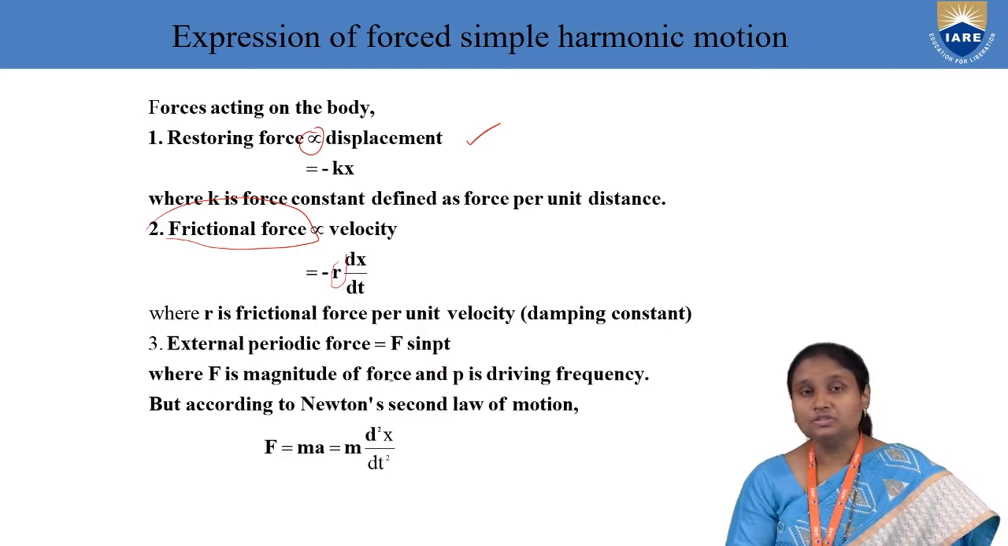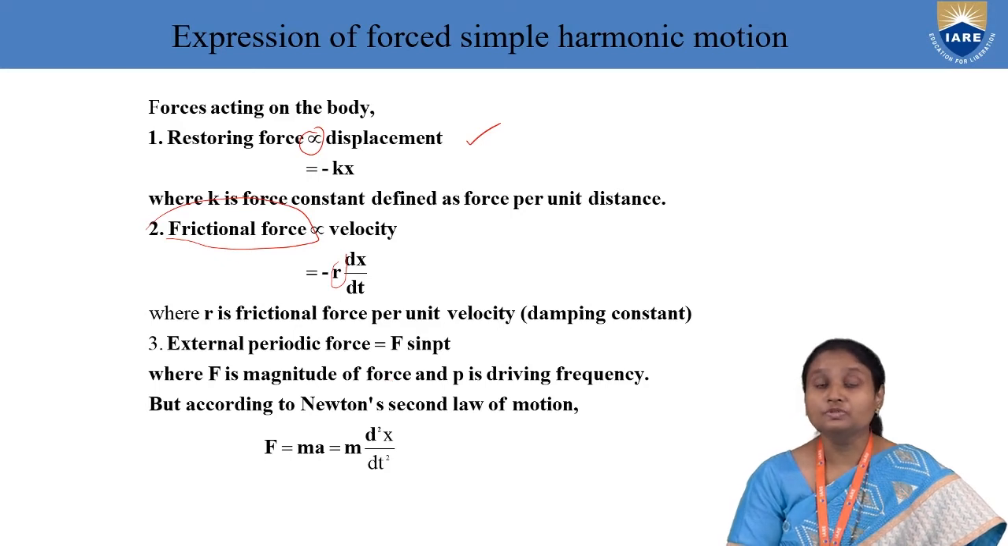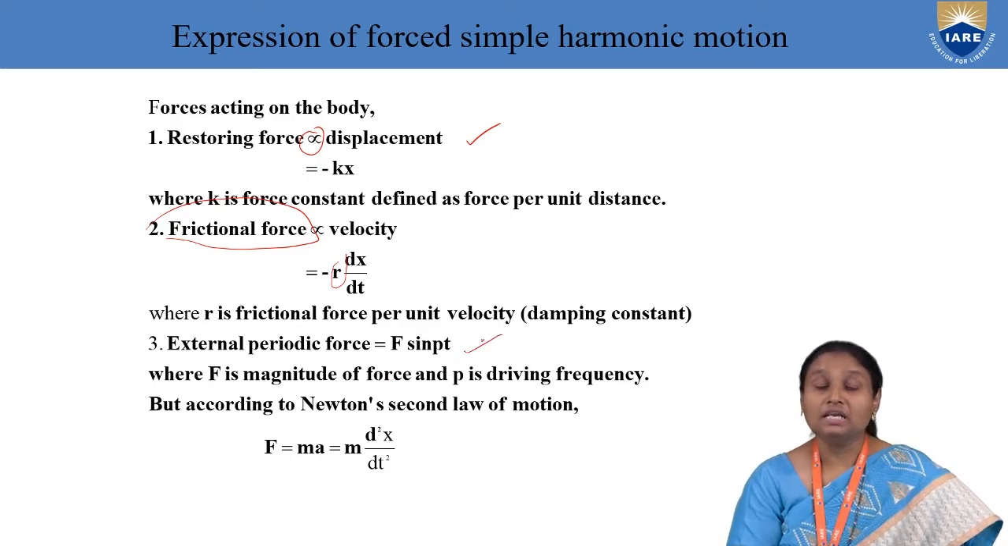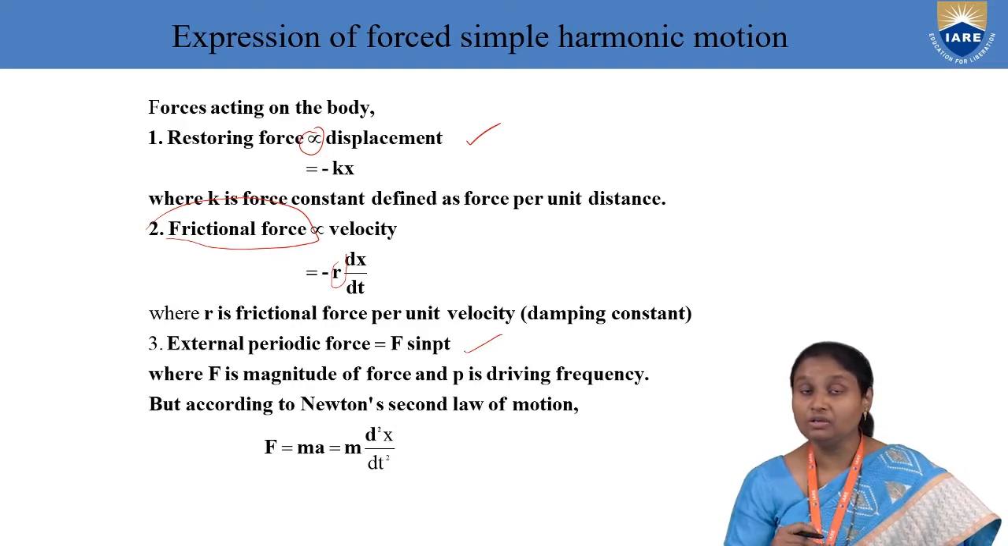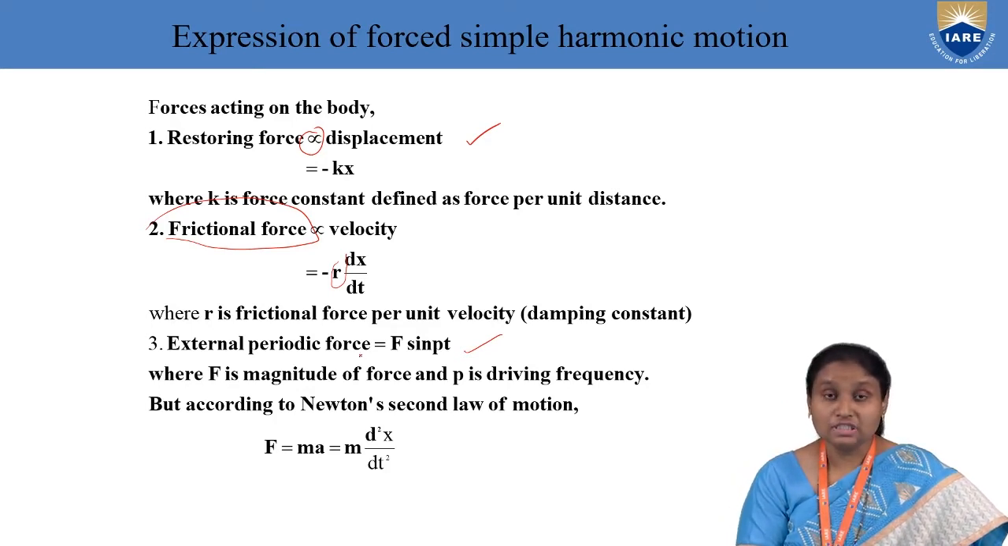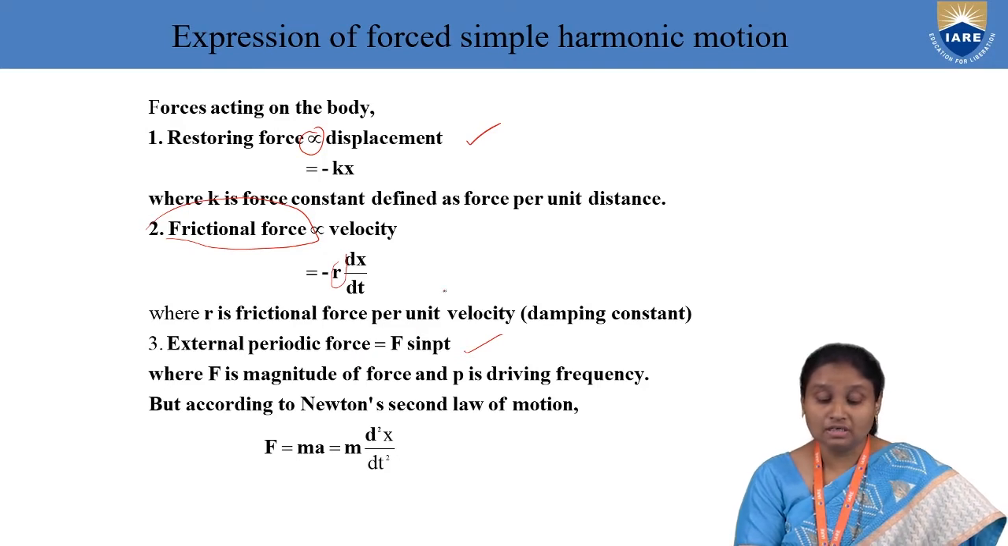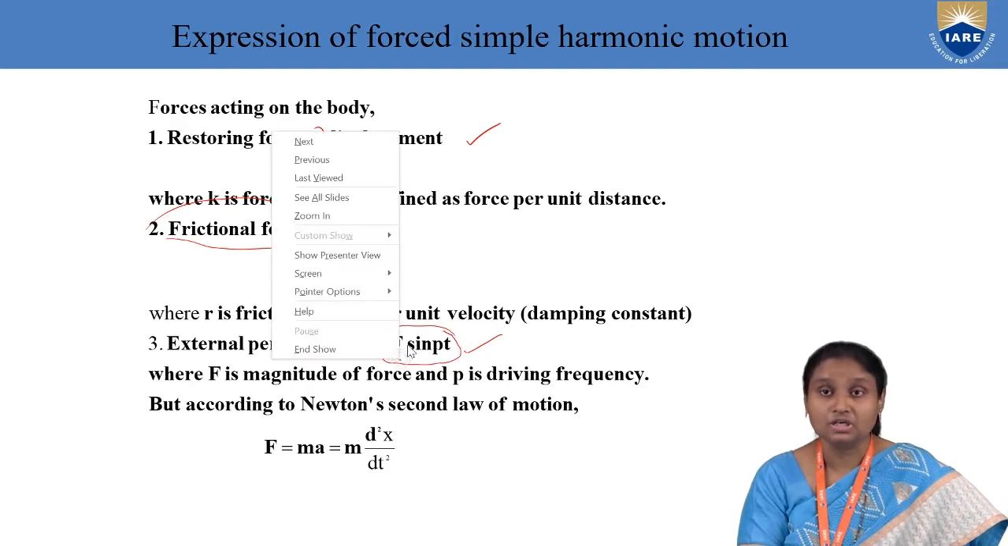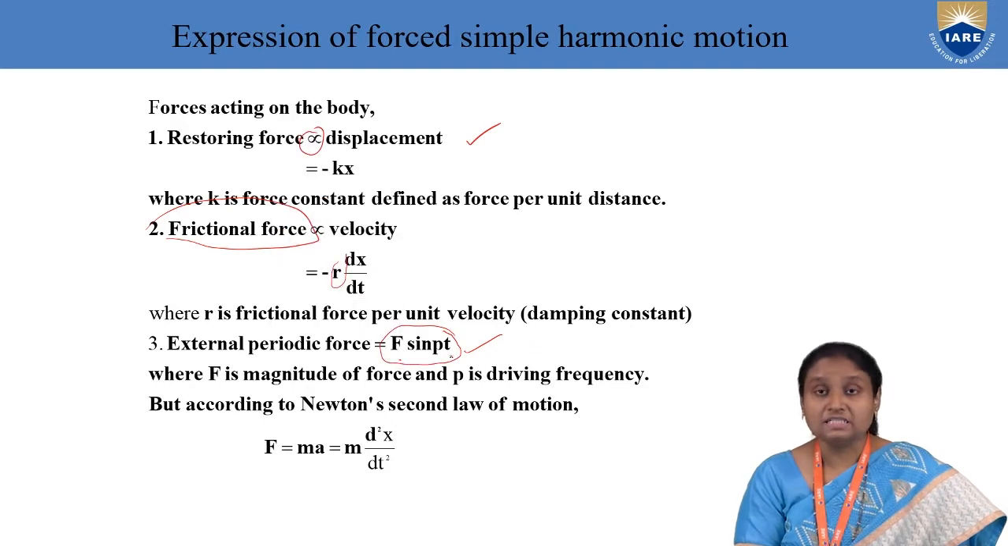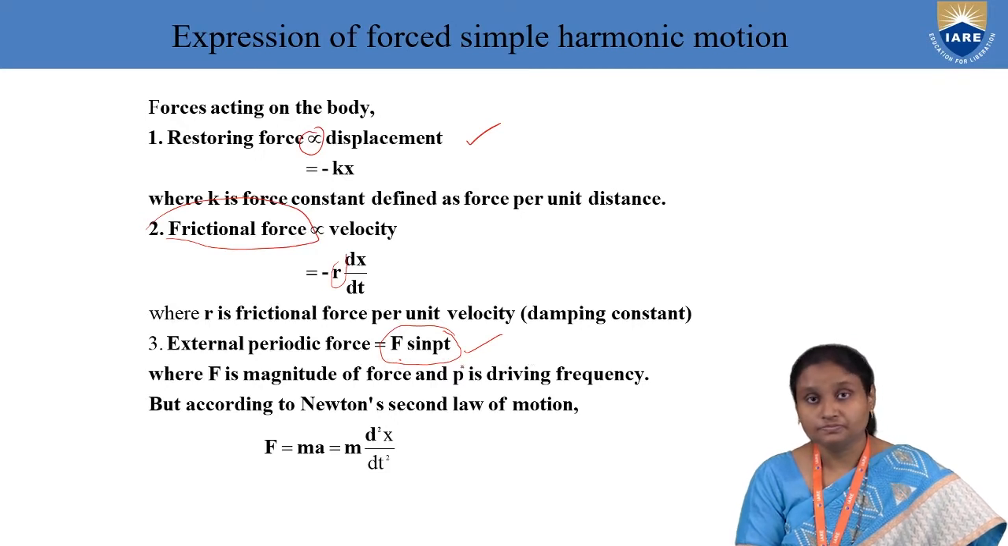Now apart from these two forces, there is one more force acting on the body. And what is that force? That is nothing but the external force which we apply to our body in order to maintain vibrations, to prevent the vibrations from dying off. That external force is a periodic force. And how is it given? It is given as F sin Pt. What is F? F is the magnitude of the force, and P is called the driving frequency.